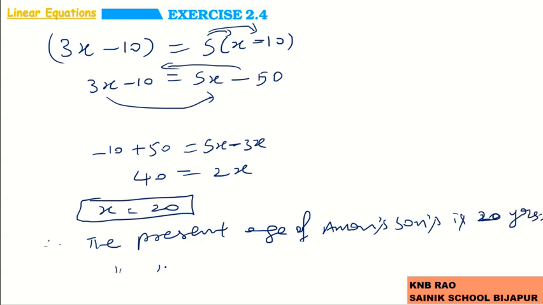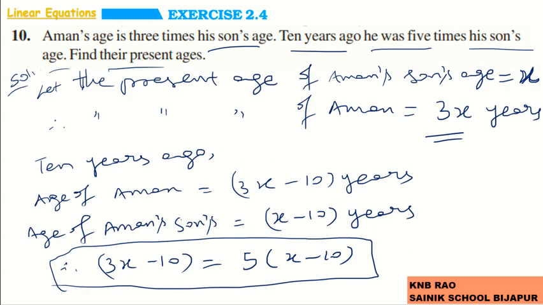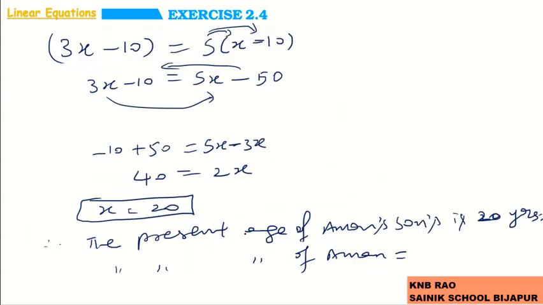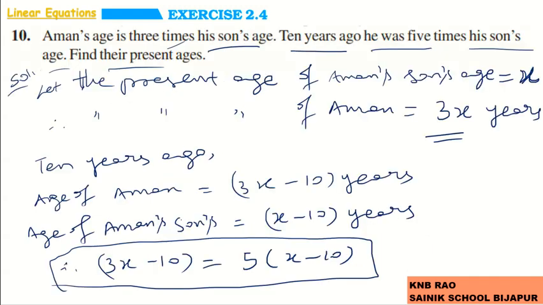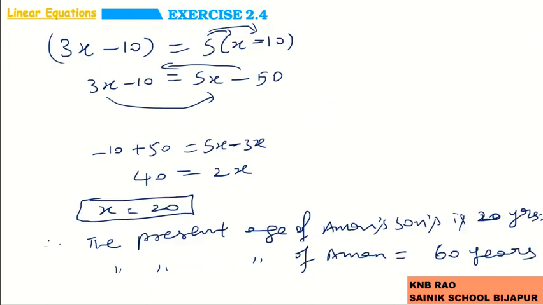and the present age of Aman, because of this relation, 3 times his son's age, is 60. Aman's age is 60 years. Aman is a very old person then.